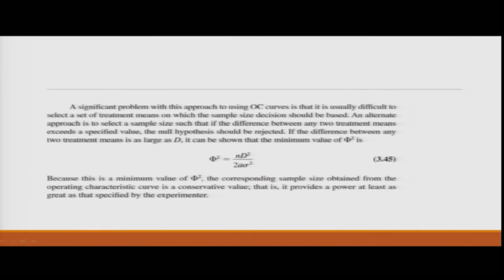An alternative approach is to select a sample size such that if the difference between any two treatment means exceeds a specified value, the null hypothesis should be rejected. If the difference between any two treatment means is as large as d, it can be utilized as the minimum value of sigma square, and that value is given by n d square by 2a sigma square. So, this remains the same. Because this is the minimum value of sigma square, the corresponding sample size obtained from the operating characteristic curve is a conservative value, that is, it provides a power at least as great as that specified by the experimenter.